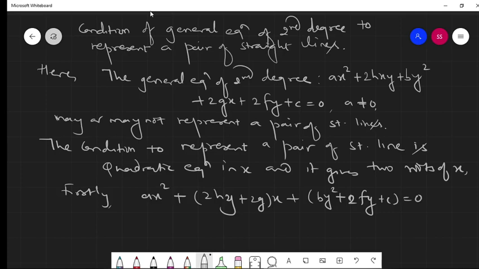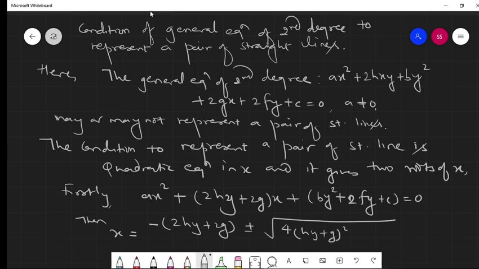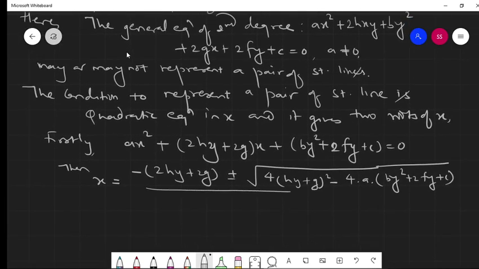Now the value of x equals minus b, which is this term 2hy plus 2g, plus minus root of b square, that is 4 times hy plus g whole square, minus 4 a times c, which is by square plus 2fy plus c, all over 2 times a. It gives 2 roots.